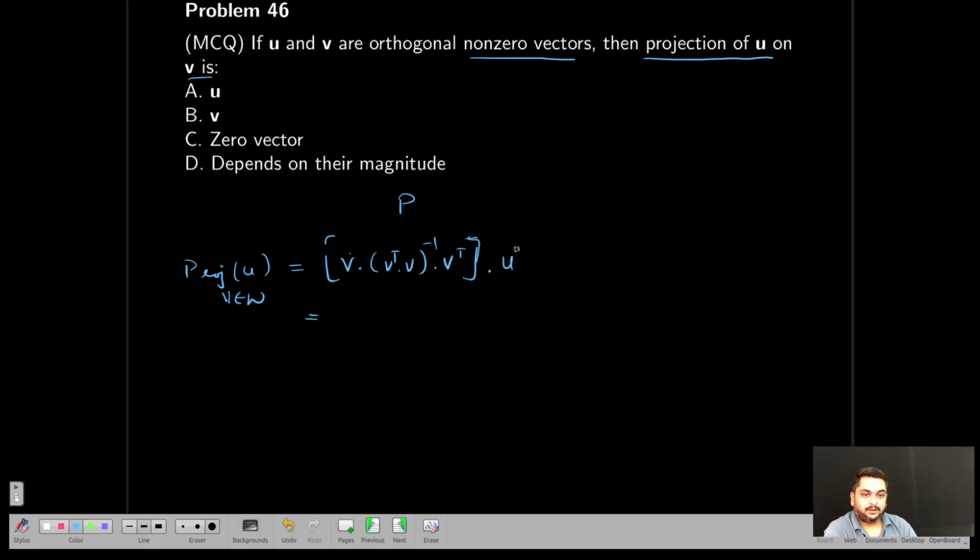You can just rearrange it: v into u into (v transpose v) inverse into v transpose. What is this? This dot product is 0, because they are orthogonal non-zero vectors. So orthogonal means 0. That means the projection is 0, it's a 0 matrix. That is the answer.